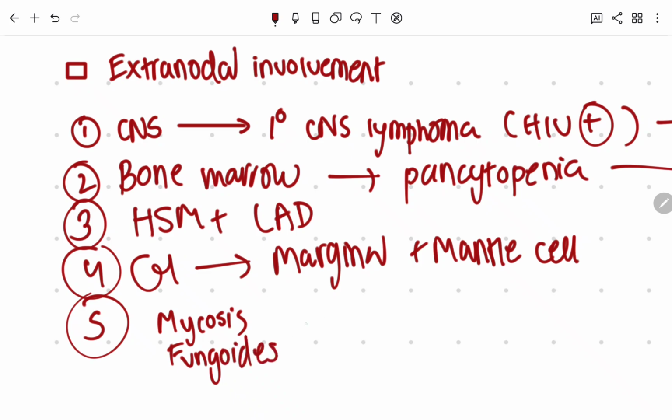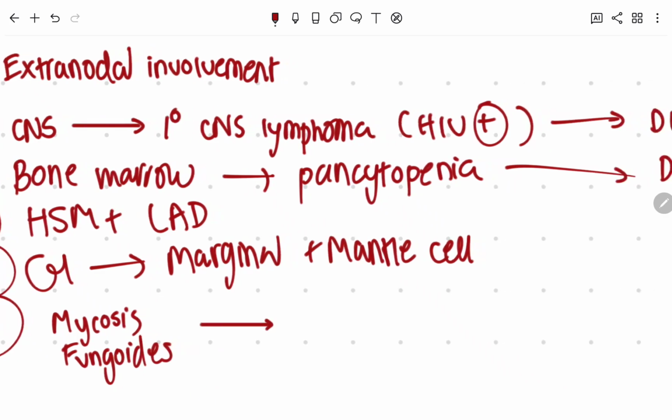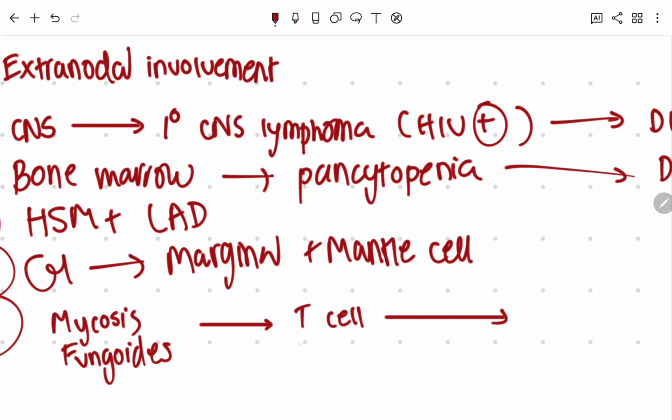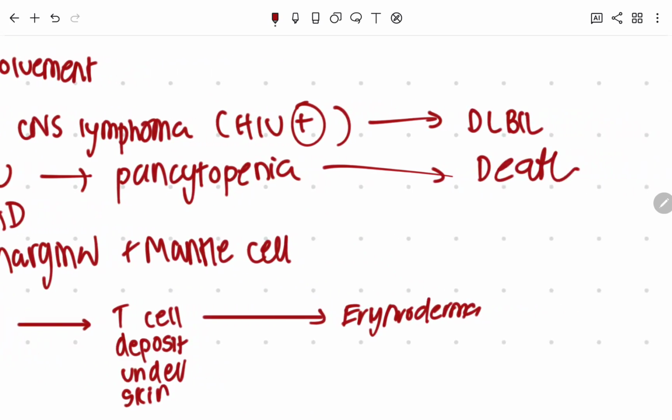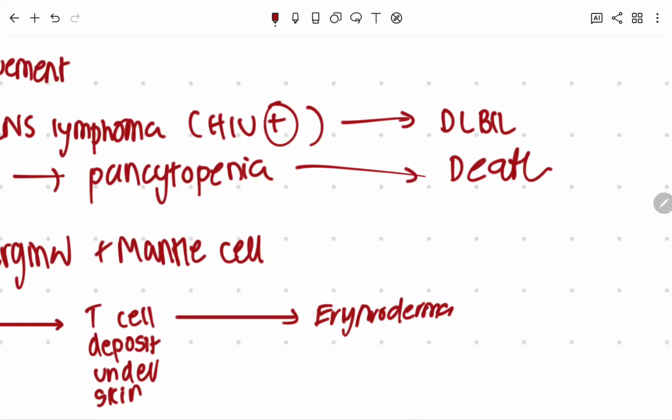What's basically happening in this is that you have neoplastic T cells that deposit under the skin, and they end up causing erythroderma, which are these red rashes that look as if they are from a fungal infection, thus the name mycosis fungoides. And what can happen is that these T cells can enter the bloodstream as well, and then you can have a disseminated rash that is formed in the body.